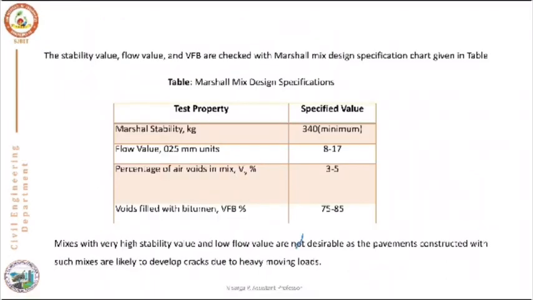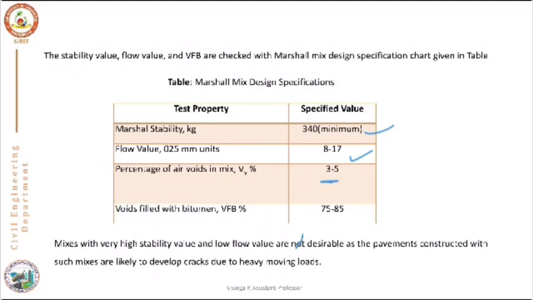After the mix design is done, we have to check whether the obtained bituminous mix fulfills the requirements as per the specification. So we check the results obtained using the Marshall mix design against the specification. The mix should have a minimum stability value of 340 kg, and the flow value should be 8 to 17, in terms of 25 mm units. The mix we prepared should have void content between 3 to 5%, and the voids filled with bitumen, or VFB, that we have estimated should be between 75 to 85%.